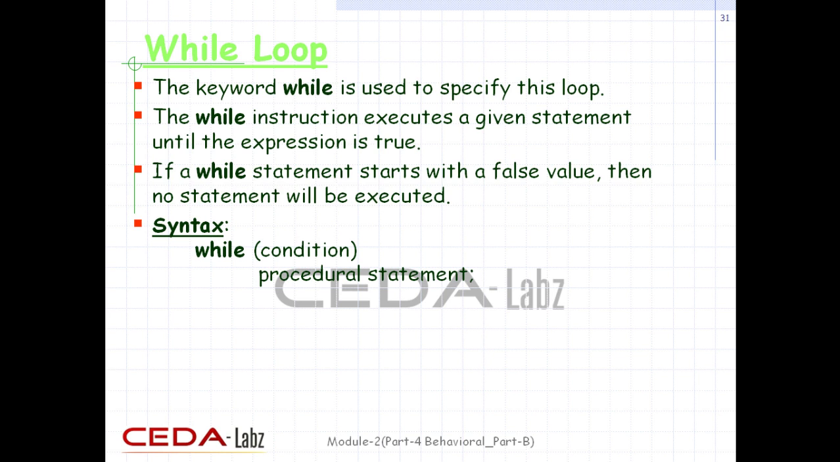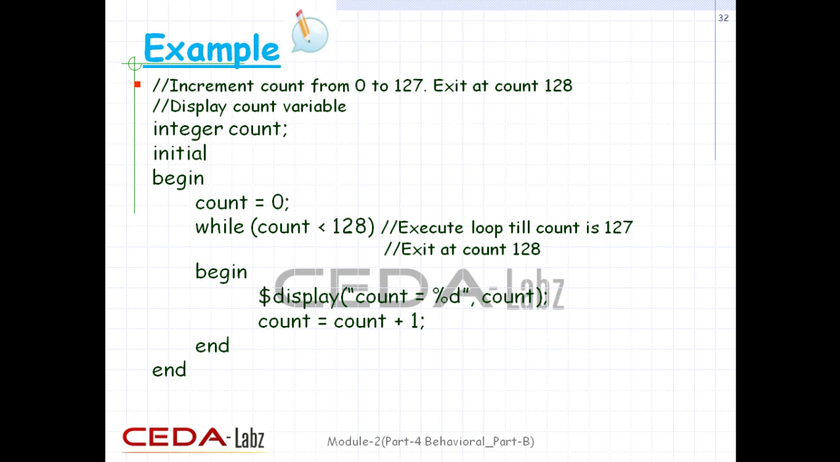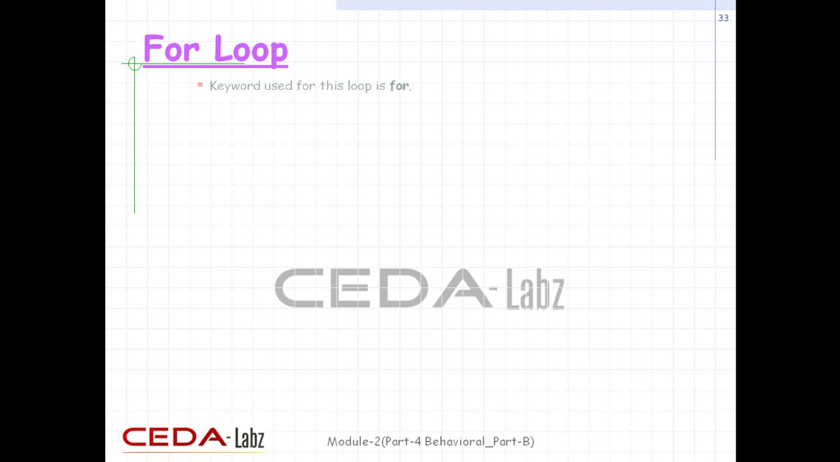The syntax of this form of loop statement is shown here. Here is an example showing use of while statement. Here a count will be incremented from 0 to 127. The keyword for is used to specify this loop. A for loop statement repeats the execution of the procedural statement a certain number of times.